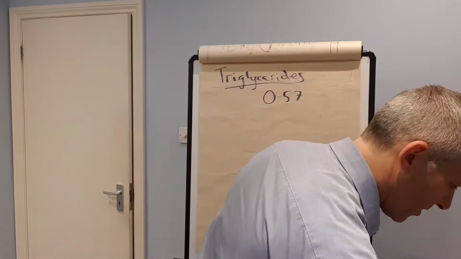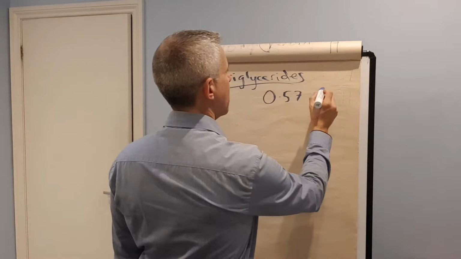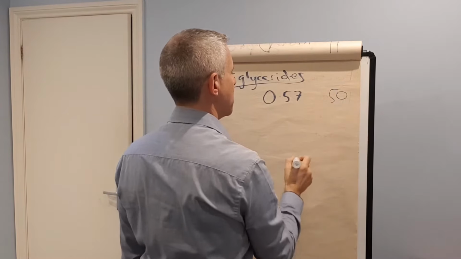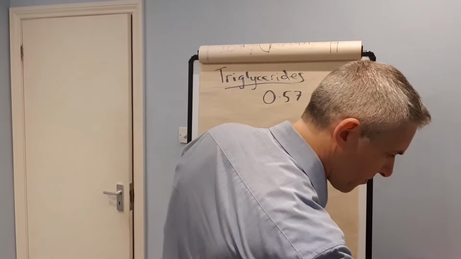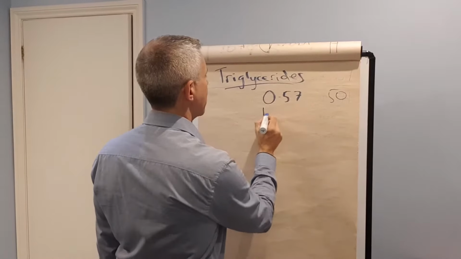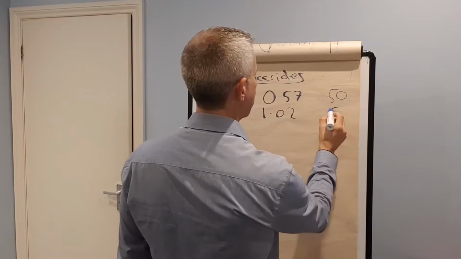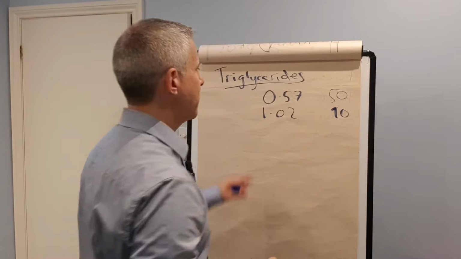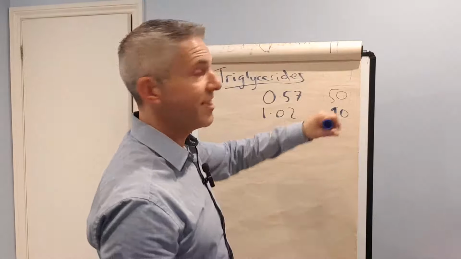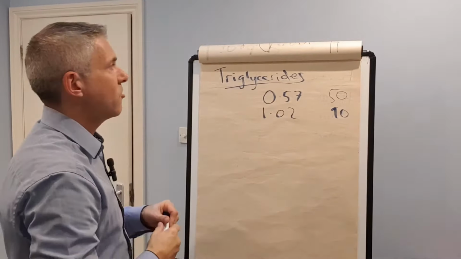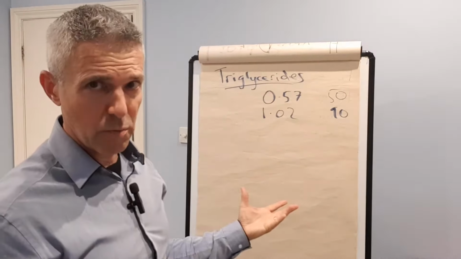What's the lowest number? That's about 50. So in the US, 50 is the minimum. And then the upper range is again much lower than is accepted, so it's 90. If your triglycerides are over 1.02 in English or over 90 in American, it's a sign that your triglycerides are too high and there's a problem.